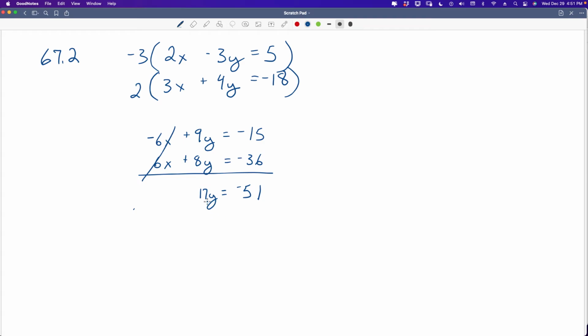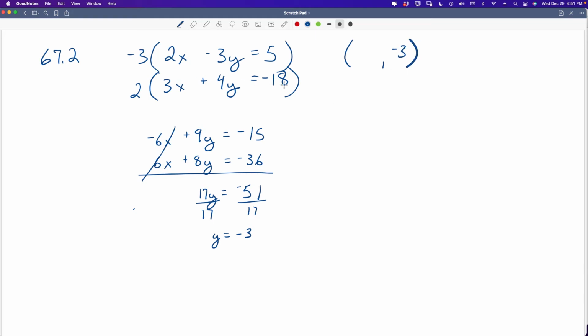Now, it just so happens when we divide by 17, y is equal to negative 3. So I can go ahead and start filling in my answer. Y is negative 3. So now I need to find x.